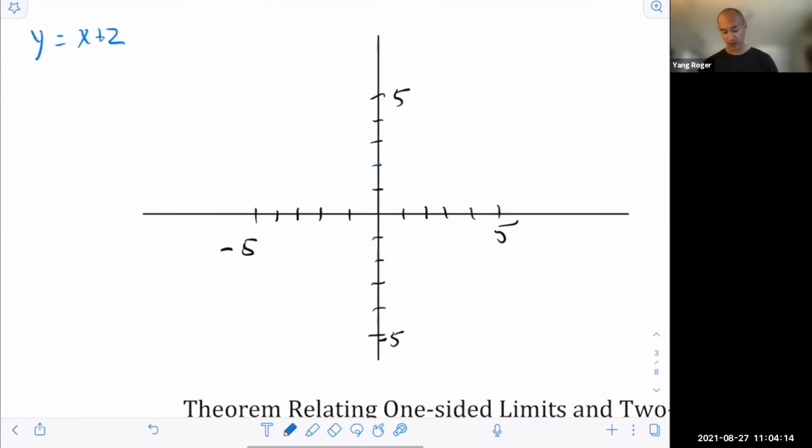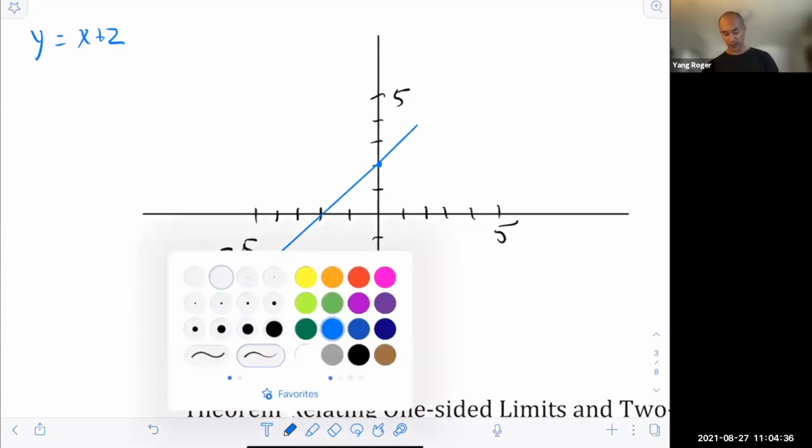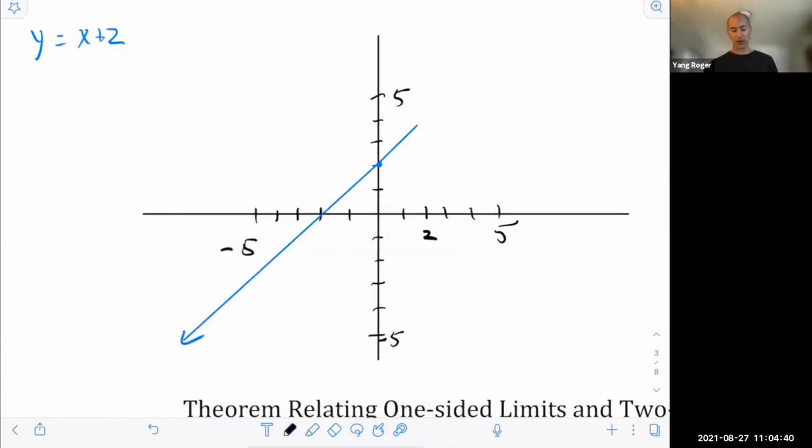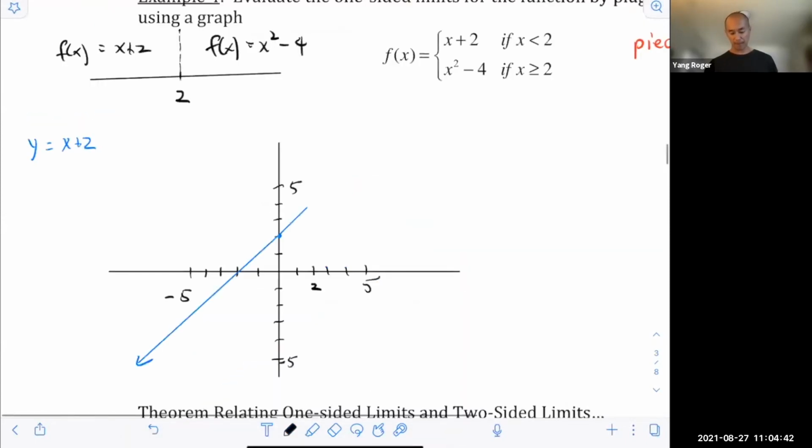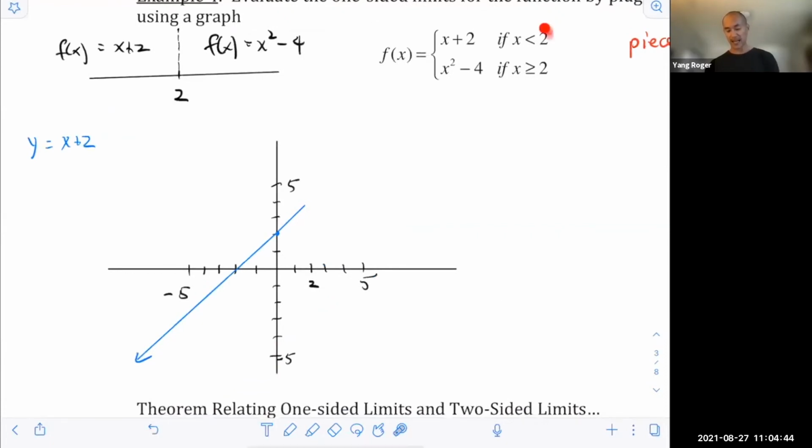So I put a 2 over here like this, and then I'm going to draw a line. This line kind of goes like this, right? And I should probably continue it, but only to 2. So I'm going to stop at about x equal to 2 right here, because I'm only drawing the piece that's less than x equal to 2.